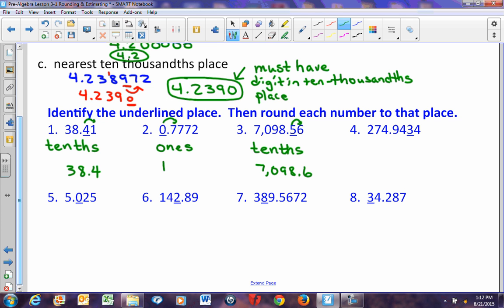274 and 9,434 ten-thousandths. The 3 is in the thousandths position. The number after it is a 4, so it's not higher, so I would just leave the 3 the way it was, 274.943.